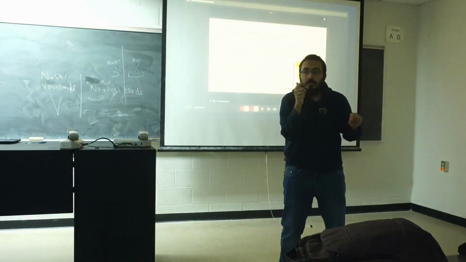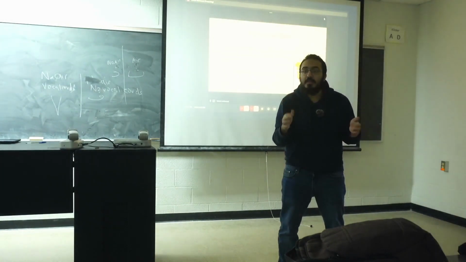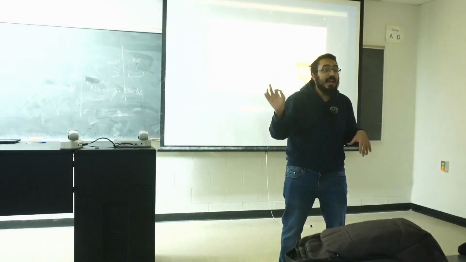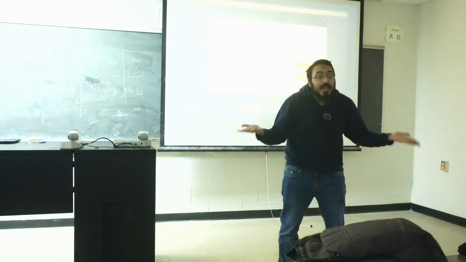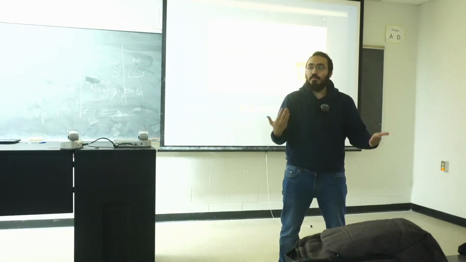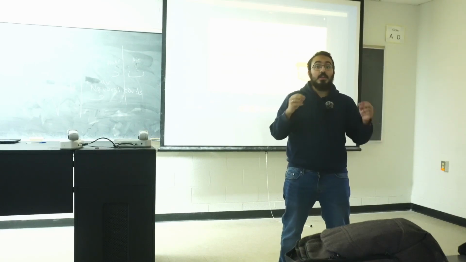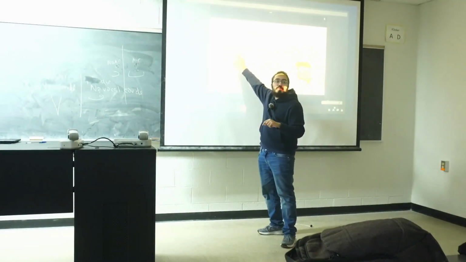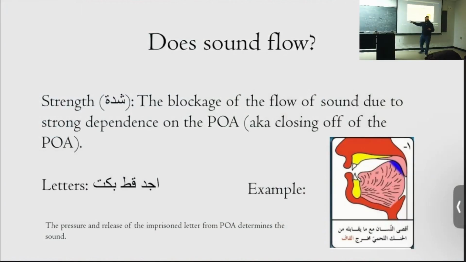Now, kaf. Let's do sukun kaf. Ak. And do not give the last bit. Just stop. Ak. Nothing happens. The sound blocks. Khalas? So when the sound blocks, we call this letter shiddah, strength letter. When the letter flows, we call it rakhawa, softness. And again, there's a guy in the middle. We're going to come back to him. Okay? So, does sound flow? Yes, softness. No, strength. Shiddah, rakhawa. Simple.